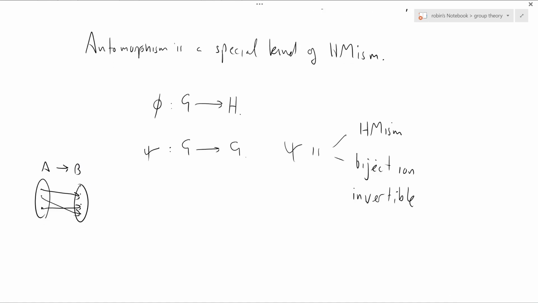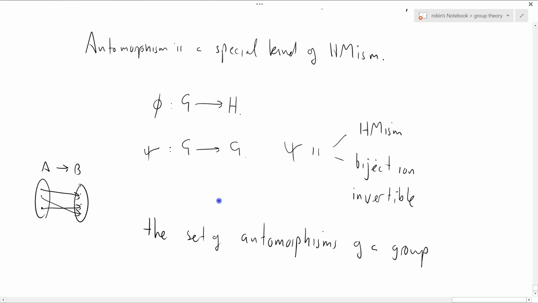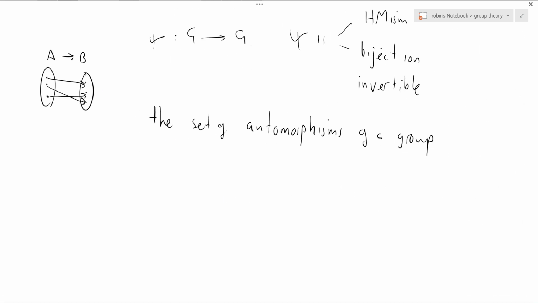So I'm going to prove something quite peculiar. Well, I'm going to assert it and then I'll prove it. The set of automorphisms of a group is itself a group, which is quite a confusing thing. So I'm going to do that. You'll remember the definitions of a group. Right. The set of automorphisms of a group is itself a group.